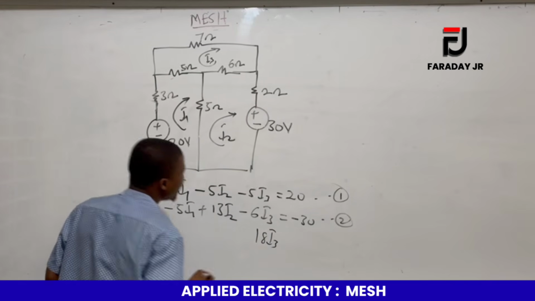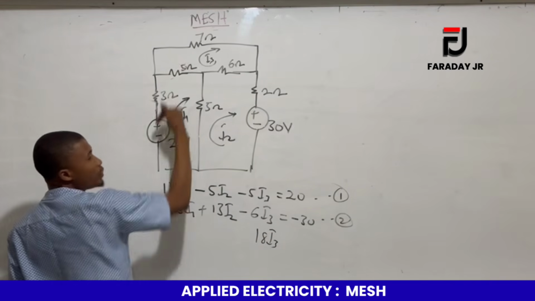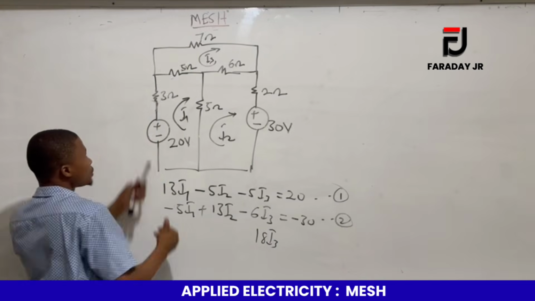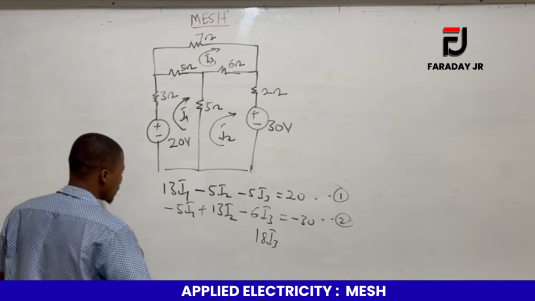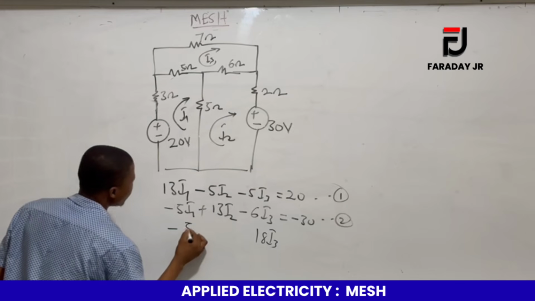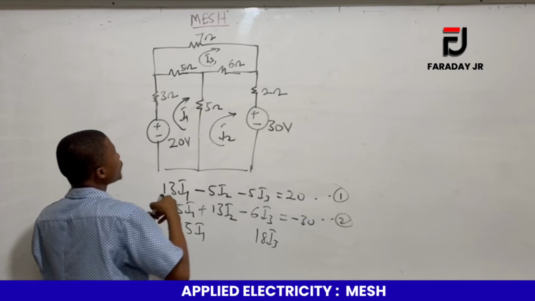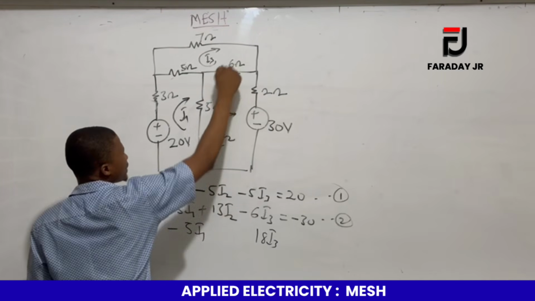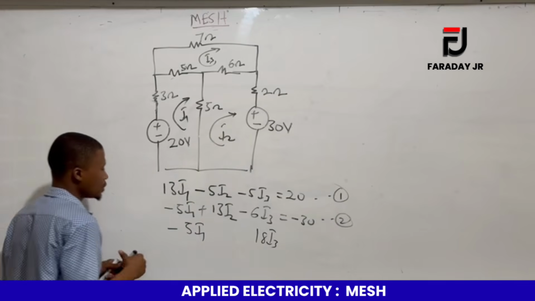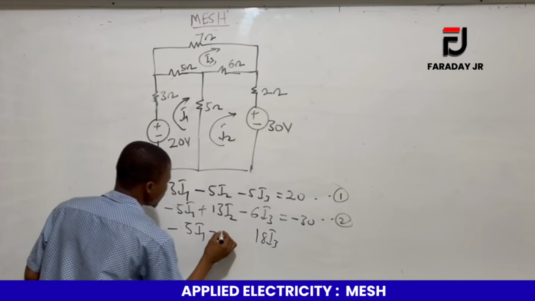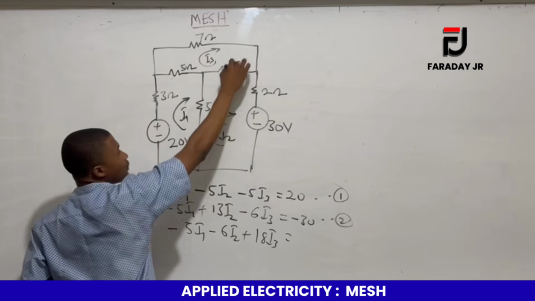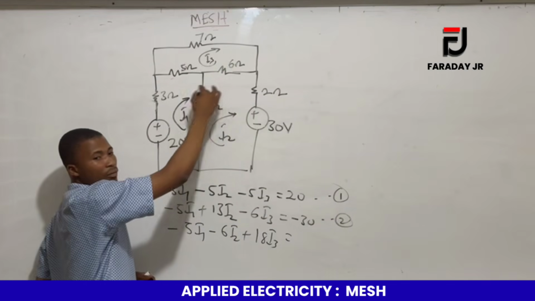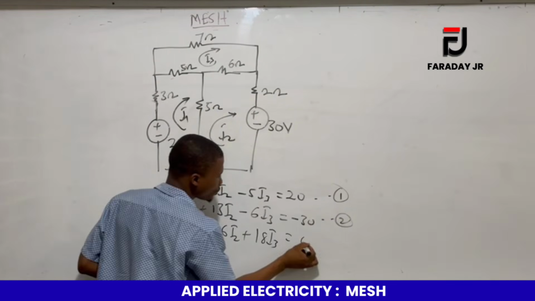So that will give us 18 I3. We realize that this one is shared with this loop and another loop, so you subtract. That will give us minus 5 I1. And this one is shared with this loop and this loop, so we subtract that one too from the particular loop. So you got minus 6 I2. And that will be equal to, realize that we don't have any voltage within the loop, so the result will be equal to 0.